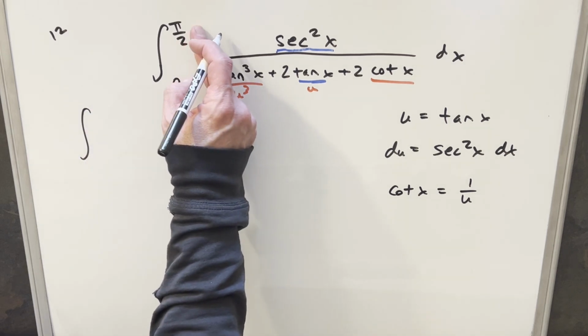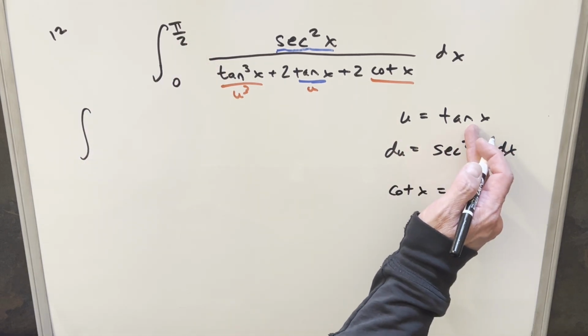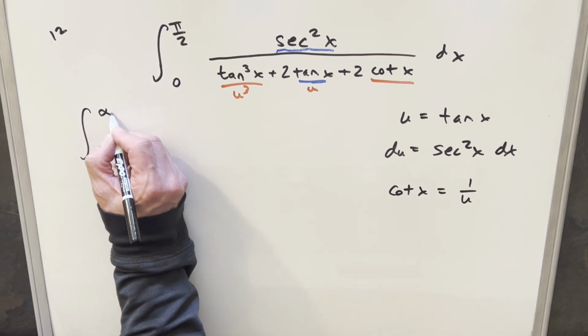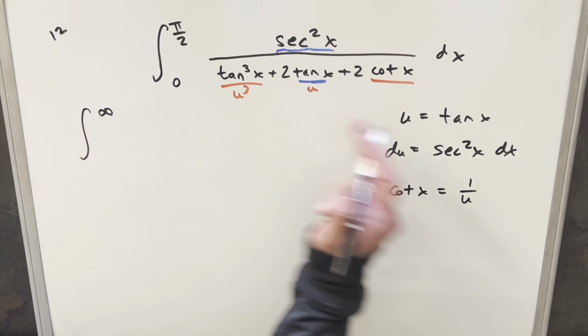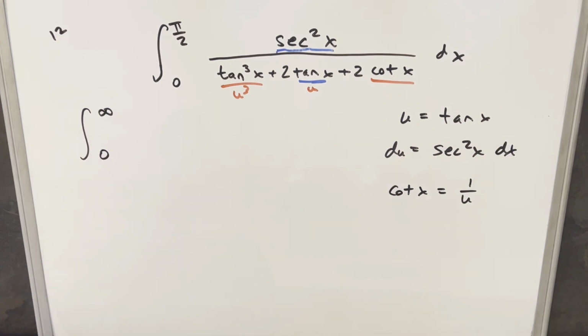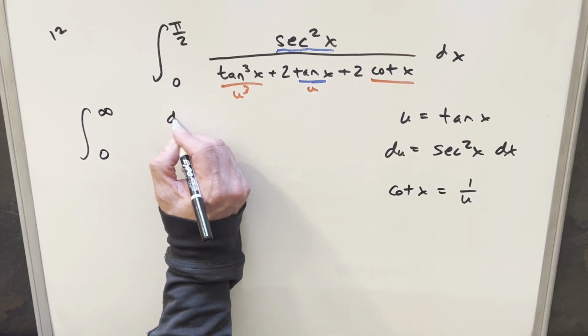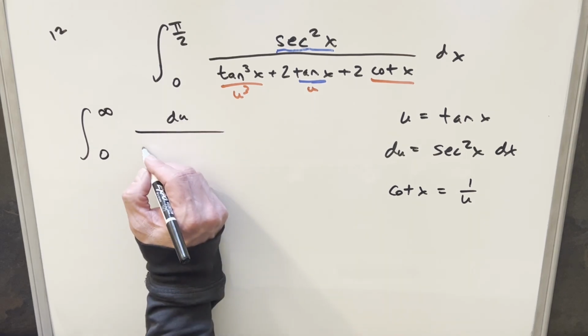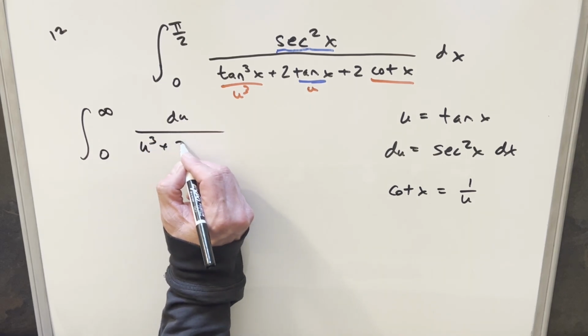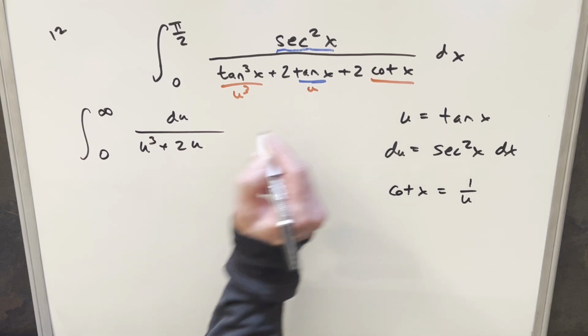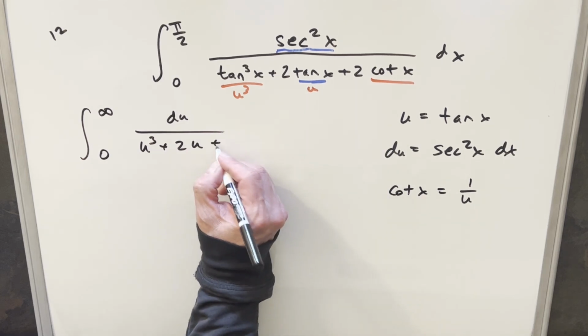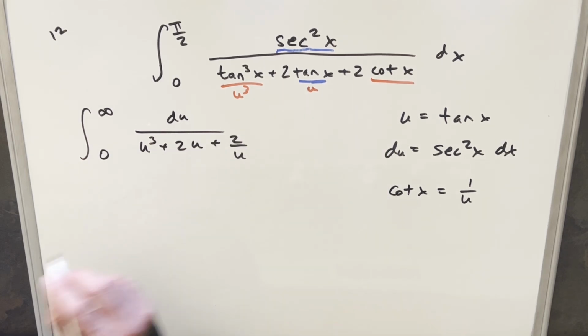First, let's look at the bounds. When we have tan at pi over 2, this is going to infinity. And when we plug in 0, tan at 0 is just 0. Now again, the whole numerator is going to be just du. Here we have u cubed. We're going to have 2u right here, and this becomes 2 times 1 over u. I'll write this as 2 over u.